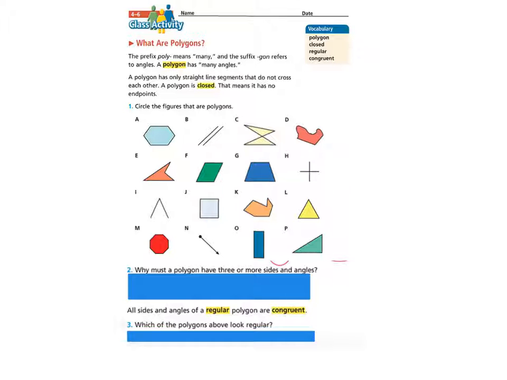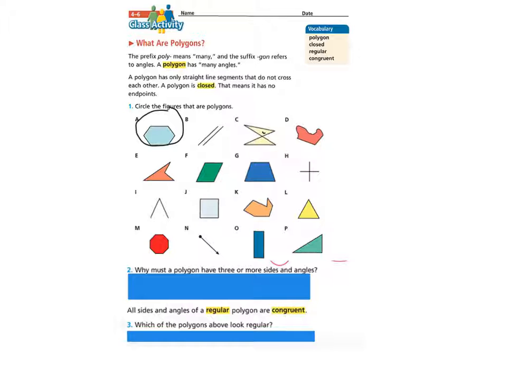So we're going to look at these examples here and see if we can figure out which ones of these are polygons. Again, it can't cross itself and it can't have any openings. A is a polygon because there's nothing that crosses and there's no openings. But B, nope, because it has openings in it. How about C? C doesn't work because it crosses right here in the middle. How about D? No, because remember it has to have straight lines, and in D we have a curved line. So anything with a curved line is not a polygon.